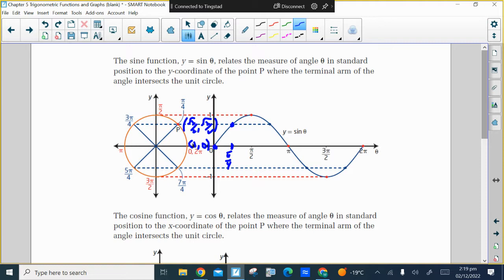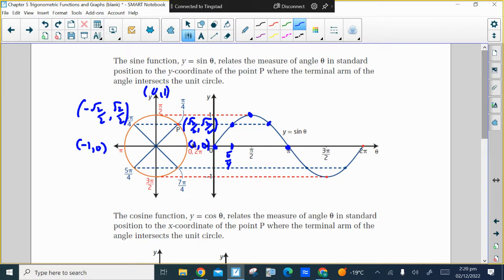At pi on 2 up here, the coordinates there are 0 comma 1. So when theta is pi on 2, the y value is positive 1. That's that point right there. At 3 pi on 4, the coordinates are negative root 2 over 2 comma positive root 2 over 2. So at 3 pi on 4, the value of y is 0.707. That's that point right there. At pi, the coordinates are negative 1 comma 0. So when theta is pi, the sine of pi is 0. That's that point right there.